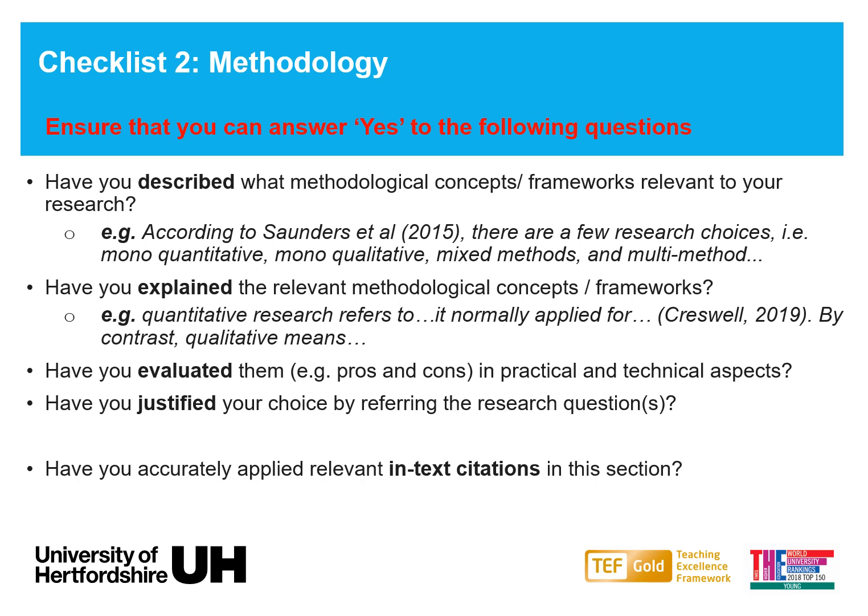So for example, you may say according to Saunders et al. 2015, there are a few research choices available for this research. For example, mono-qualitative and mono-quantitative, mixed method and multiple methods. Yeah, so you're describing, showing your understanding that you know there are many different methodological concepts available or relevant to your research. And then you have to explain what you mean by these concepts.